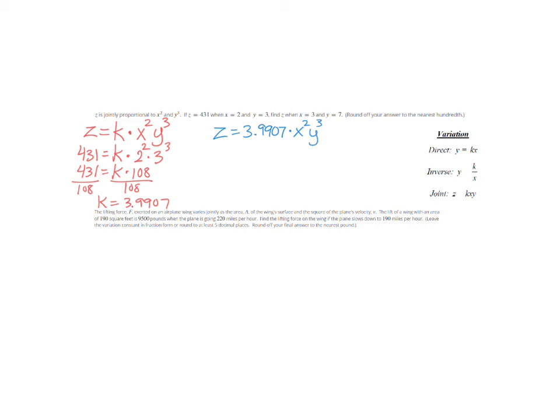Now let's use that formula to answer their question. Right here it says, find Z when x is 3 and y is 7. So that's going to be 3 squared, and 7 cubed. And then I would just type that in my calculator. 7 cubed would be like this in your calculator. You do 7, and then you have that caret button, 3. And really, you could enter this left to right in your calculator.